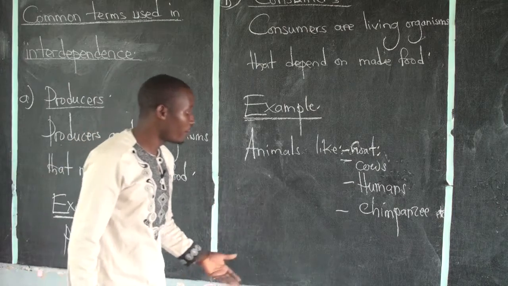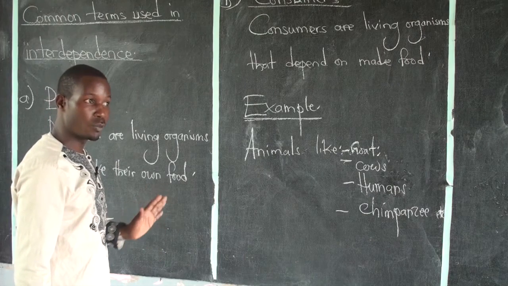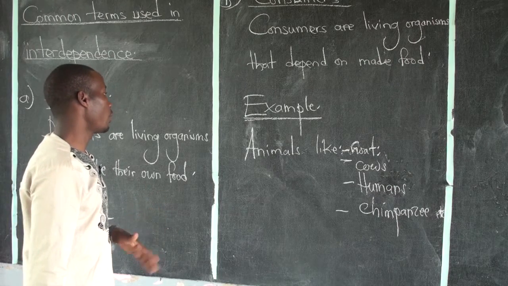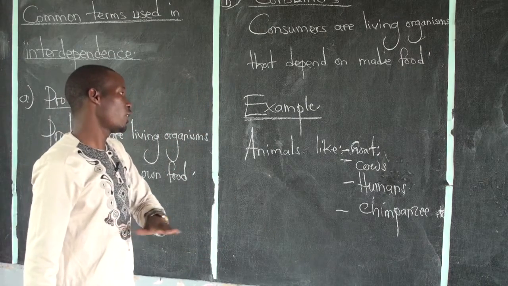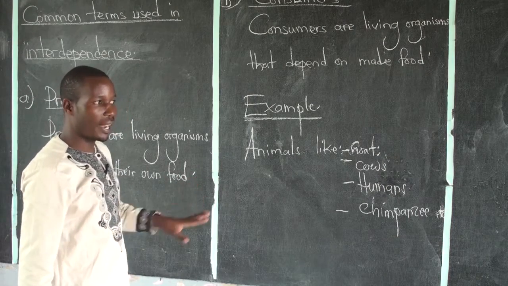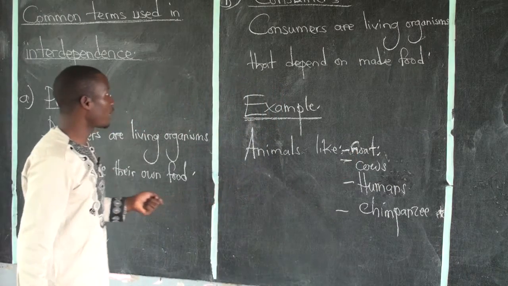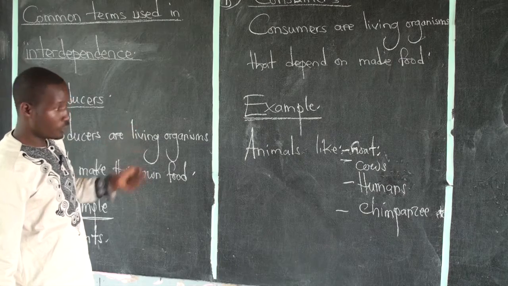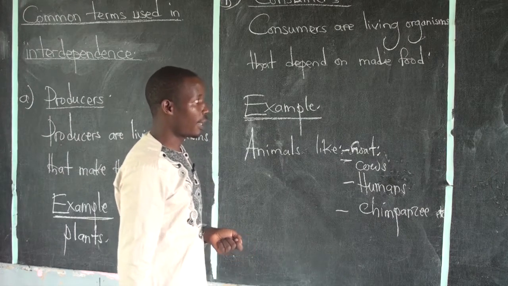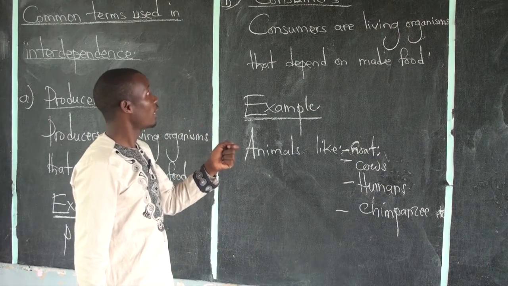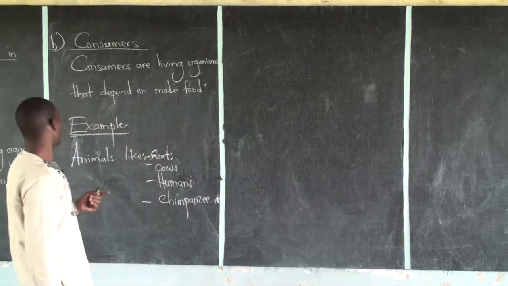depend on already manufactured food. Those animals are majorly called the consumers. They don't make their own food. They depend on food from plants. They may also feed on other small animals. So these all depend on already manufactured food. That gives us a very good standing about animals as consumers. For this, we can go to the third part, the decomposers. We can now move to part C.